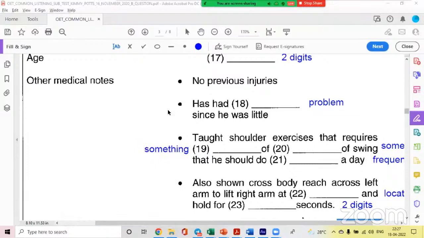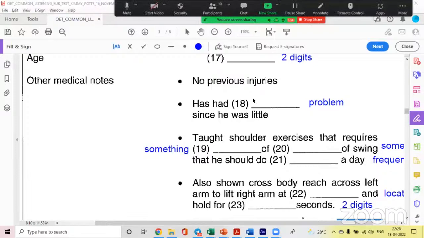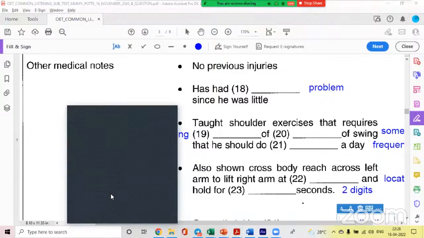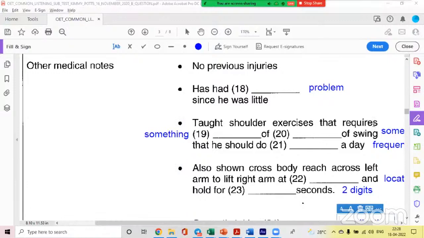Question number 19. This is related to taut shoulder exercises that requires dash.